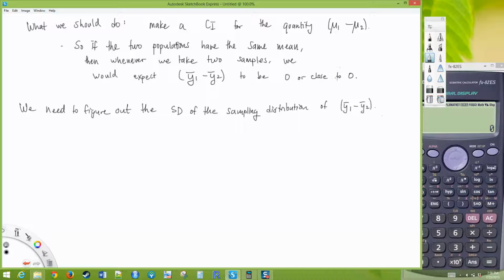So if we repeatedly took two samples and calculated the sample means and took the difference, and we did this over and over and over and built a sampling distribution, we want to figure out the standard deviation of this. This is also called the standard error of y bar 1 minus y bar 2.